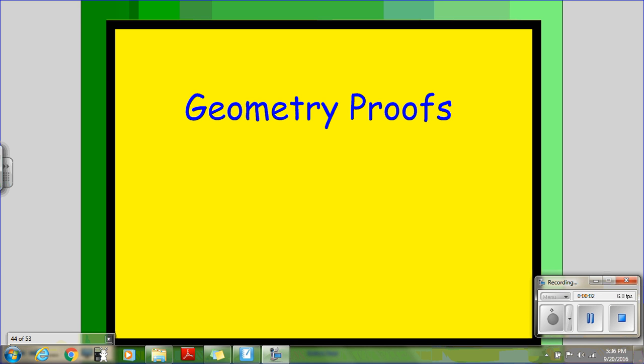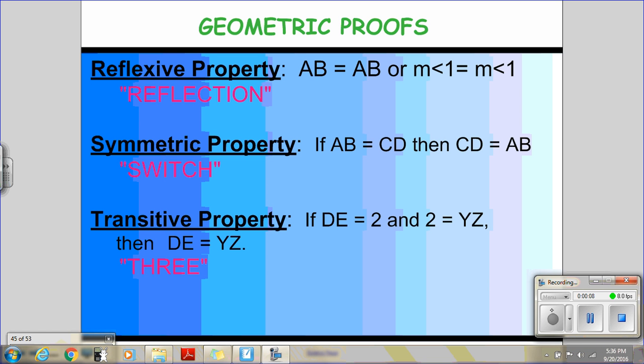Unit 2, Day 5 notes. Today we'll be discussing geometry proofs. When we're discussing geometry proofs, we're going to use some of the similar properties from the algebra proofs.